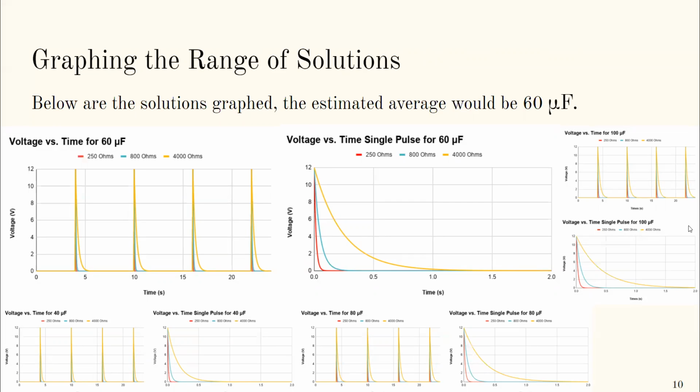And as you can see, as the capacitance went up, there's more charge once the capacitor is fully charged, so it takes longer to discharge. And also the resistor with more resistance also took longer to discharge. So you can see the progression.